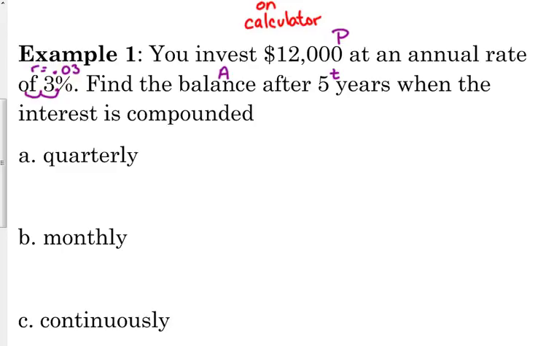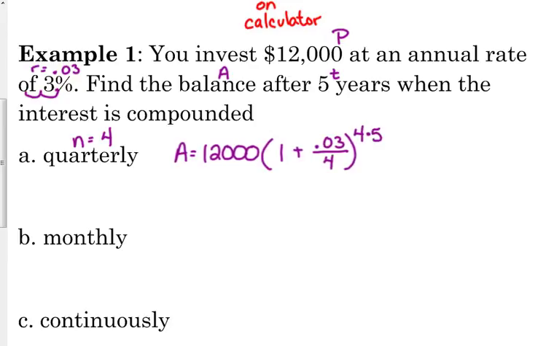When the interest is compounded quarterly. Quarterly means 4 times per year. So first scenario, N equals 4. So let's set up our equation. A equals the principal, 12,000, times 1 plus the rate expressed as a decimal, 0.03, over N, which in this case is 4, to the N times T, 4 times 5.